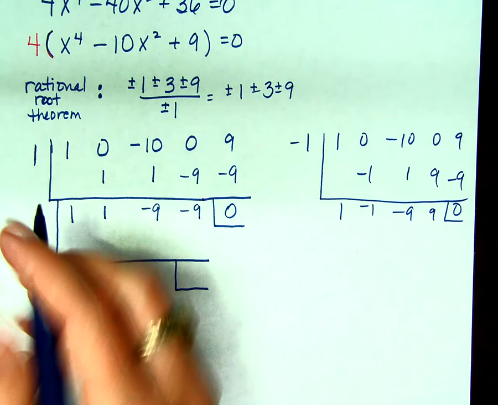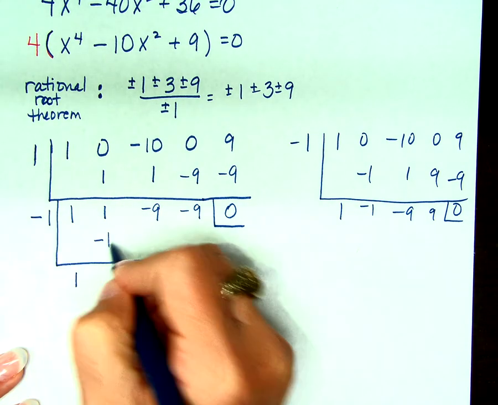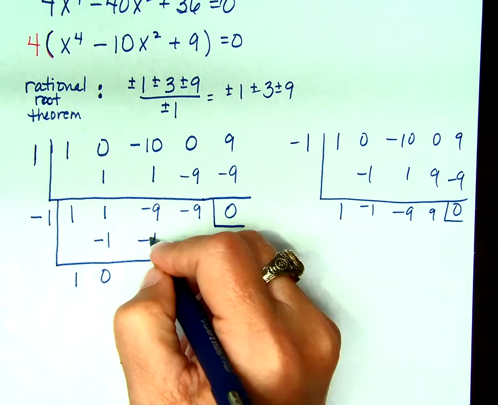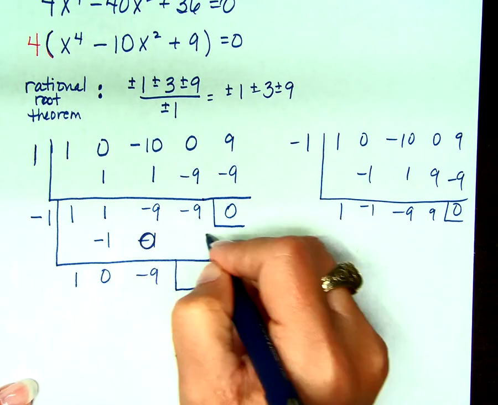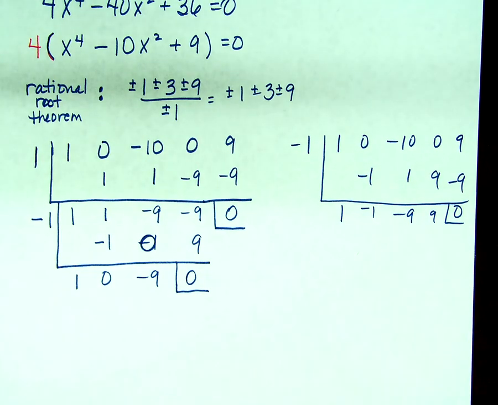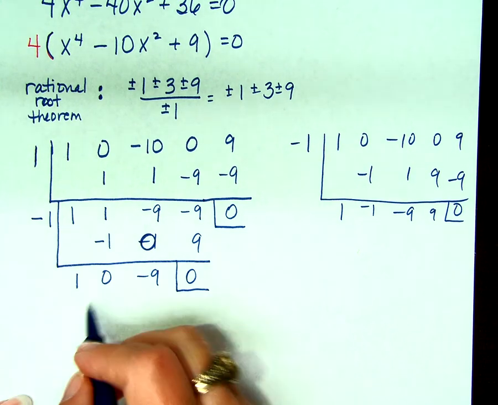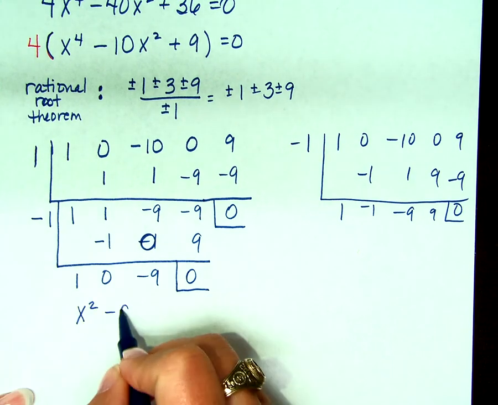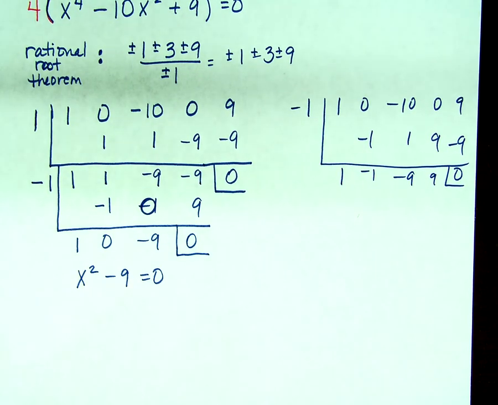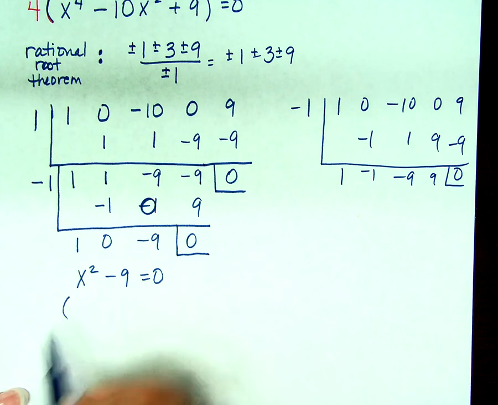It is, right? So if I try negative 1 here, I have 1, negative 1, 0, negative 1, 0, negative 9, 9, and 0. I knew I would get a 0 there because I got a 0 over here, right? But what does this translate back into? x squared minus 9 equals 0. Well, x squared minus 9 is called the difference of squares, and how can I factor the difference of squares?